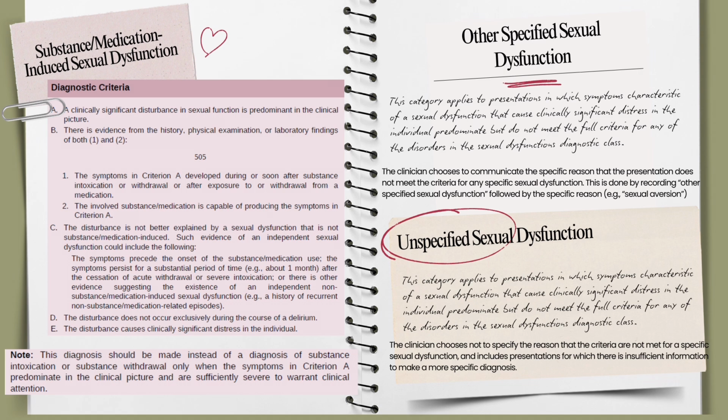When symptoms cause distress but do not fully meet criteria for a specific disorder, other specified sexual dysfunction is used. In this case, the clinician records other specified sexual dysfunction followed by the specific reason, for example, sexual aversion. Unspecified sexual dysfunction is used when there is insufficient information or when the clinician chooses not to specify the reason.